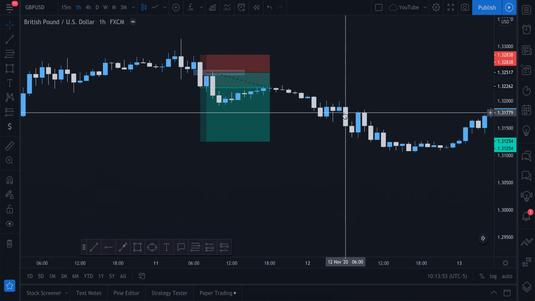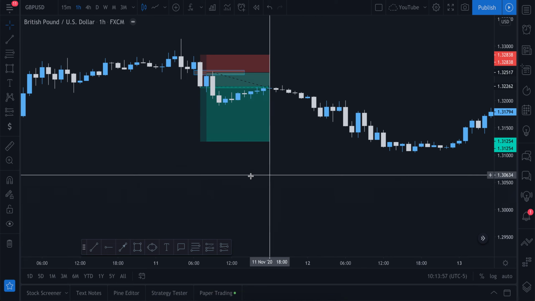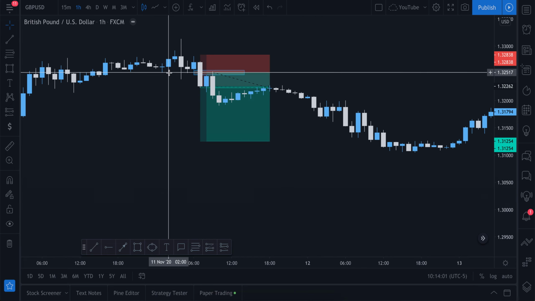Like look over here, this was the price imbalance. This came all the way back 100%. So if you're willing to wait, go ahead and do it. But I'm just doing 50%. I usually set a limit order and let it ride.